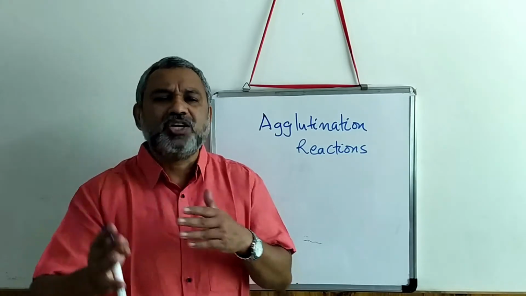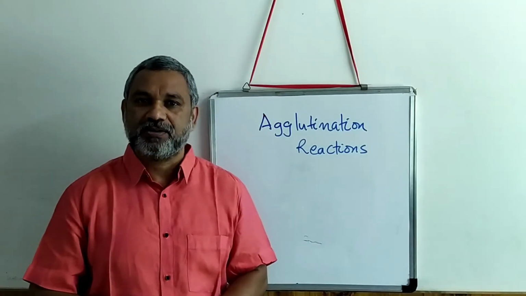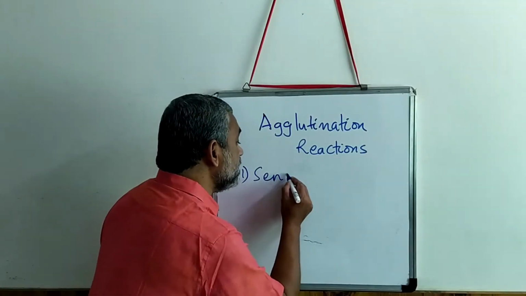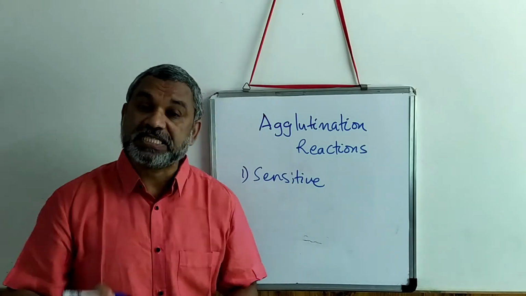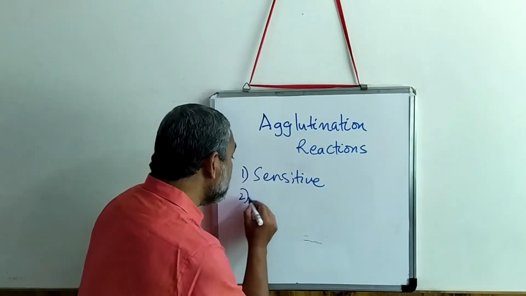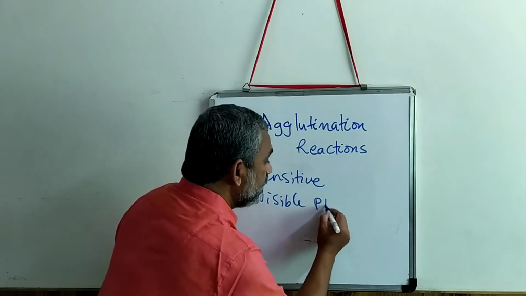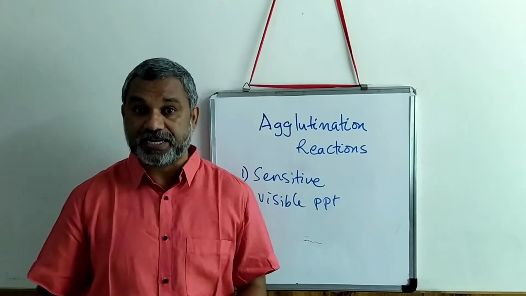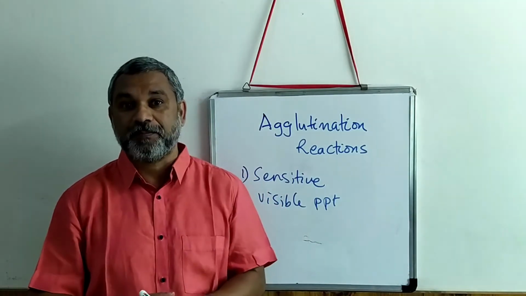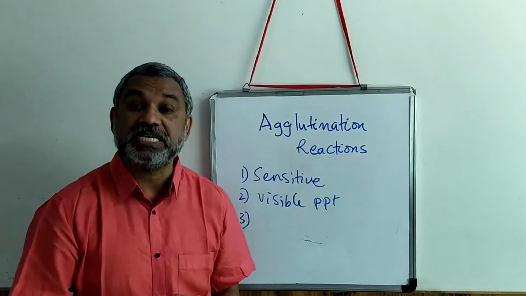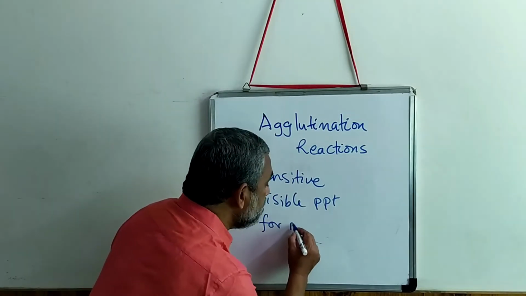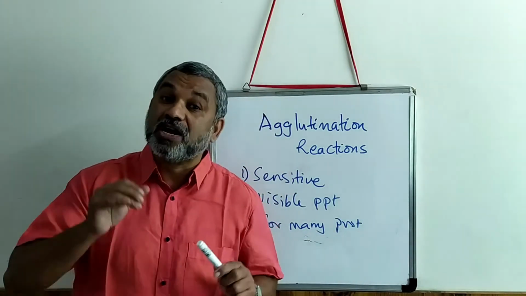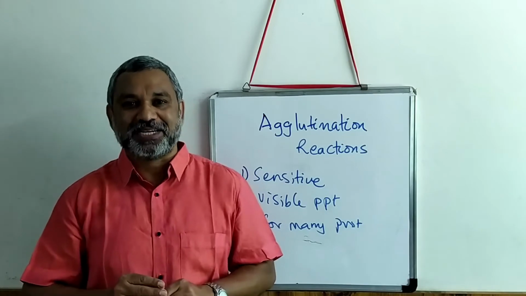There are several advantages of an agglutination reaction. First of all, the biggest advantage is it is very sensitive. This test is very sensitive, and this test will give a visible precipitate, maybe in 1 day or in 2 days period. So a longer incubation period is required. And the third biggest advantage is it is applicable for many proteins. So these are some of the biggest advantages of agglutination reaction.